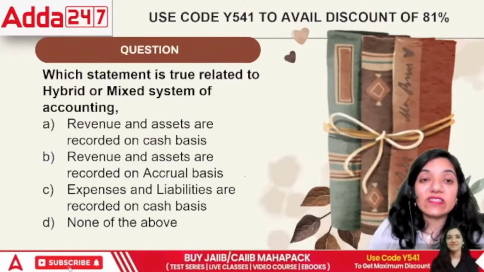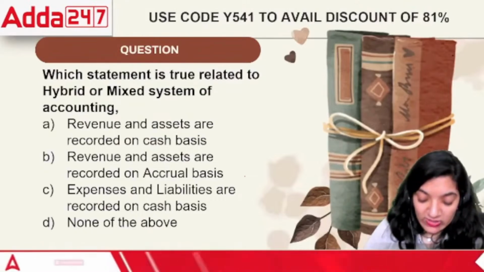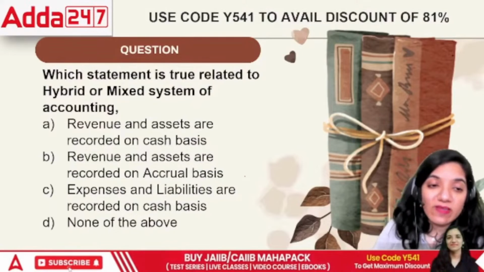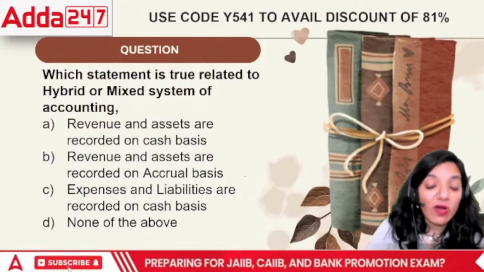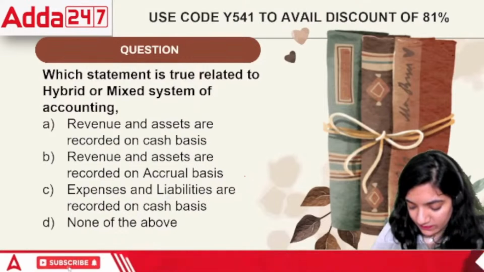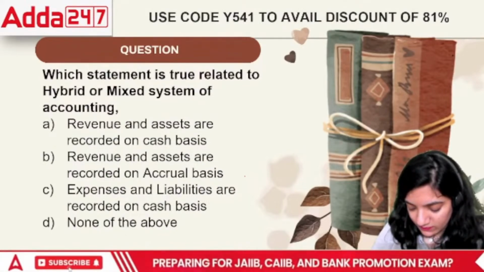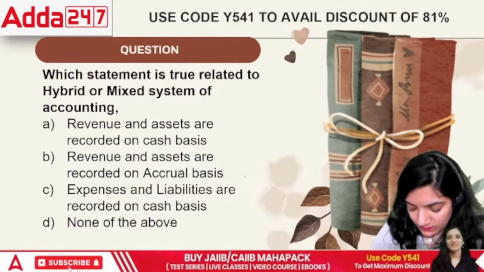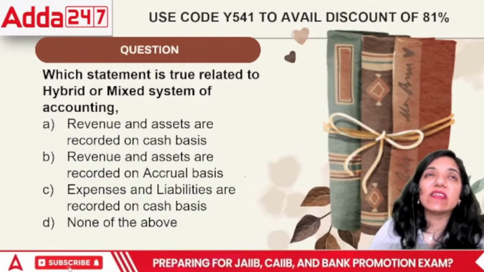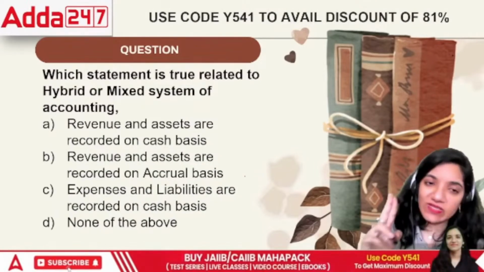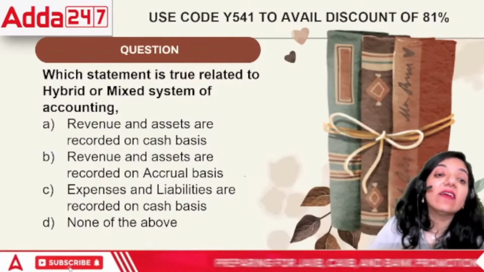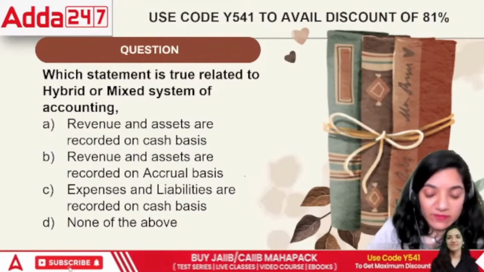Next question, which statement is true related to the hybrid or mixed system of accounting? Revenue and assets are recorded on accrual basis, or expenses and liabilities are recorded on the cash basis, or none of the above? The hybrid or mixed system is basically the method which is used in terms of both accrual as well as the cash basis. So, revenue and assets are recorded on cash basis, revenue and assets are recorded on accrual basis, and expenses and liabilities are recorded on the cash basis, or none of the above.